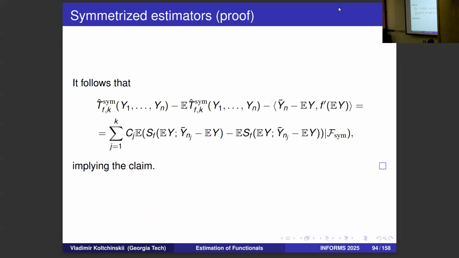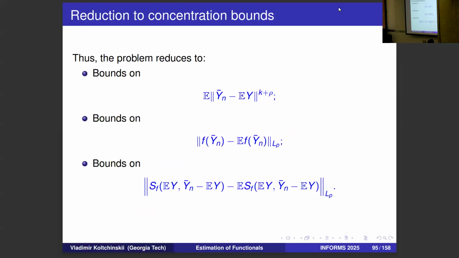Okay, so that's about this estimator. Now to summarize, in order to say something about these two estimators, including the symmetrized one, we need to have bounds on this thing, we need to know a bound on this thing, right? And we need to know a bound on concentration of the remainder of Taylor expansion of the first order, okay? That's all. From here, all the theory of these estimators would follow, okay?